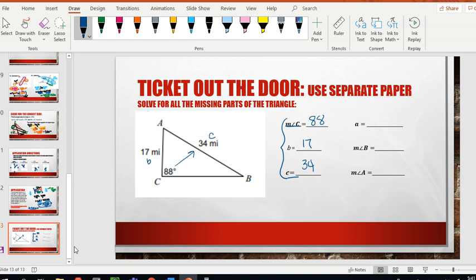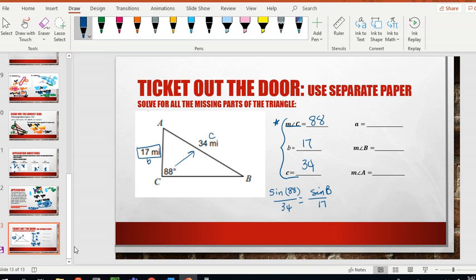Okay, so notice you are given a measure of angle C and a side C. So you're going to want to use C in all of your setups, okay? So first thing I'm going to do is write the sine of C, which is 88, over side C, which is 34. Now, if I want to find angle B, the only other side or angle you are given is this side B. So I really want to go to sine of B over 17.